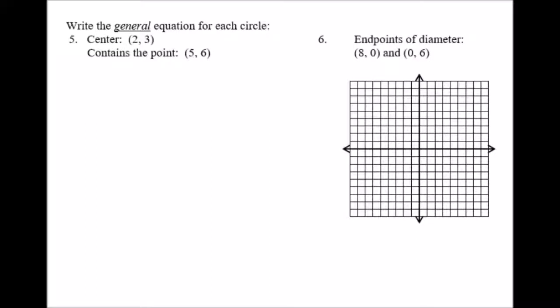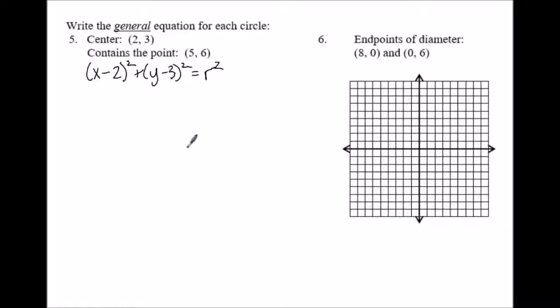Let's take a look at 2 more problems that require a little bit more thinking. For number 5, we want to write the general equation for a circle that has a center at 2, 3 and contains the point 5, 6. Well, it's hard to go straight to the general equation, so I'm going to start by writing the standard equation. I know that my center is 2, 3, which means my equation is going to be in this format, but I don't know what r is yet.